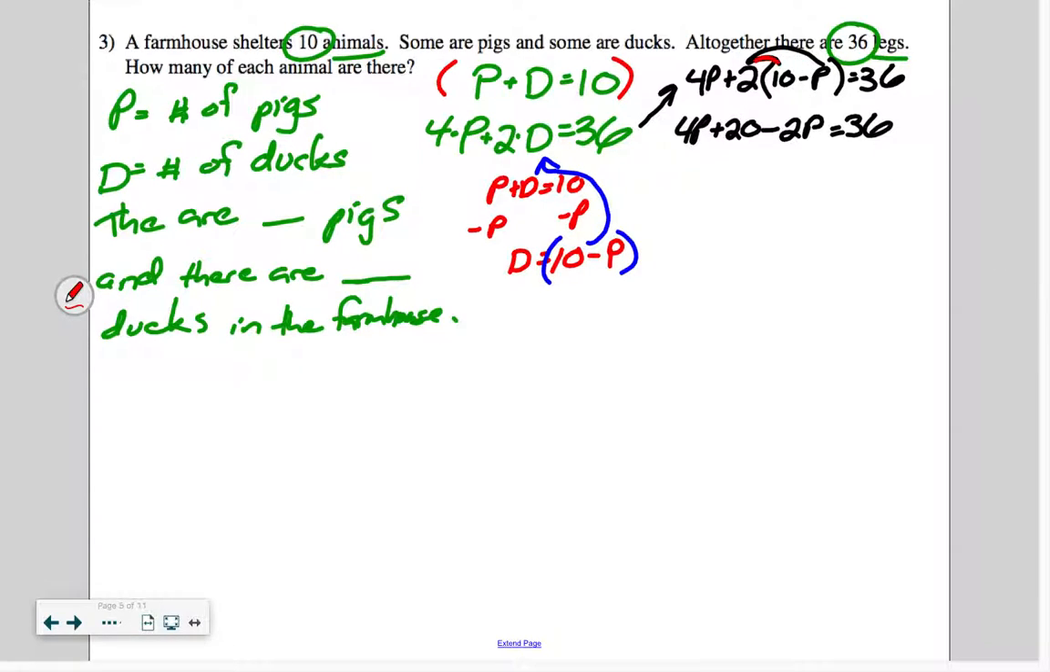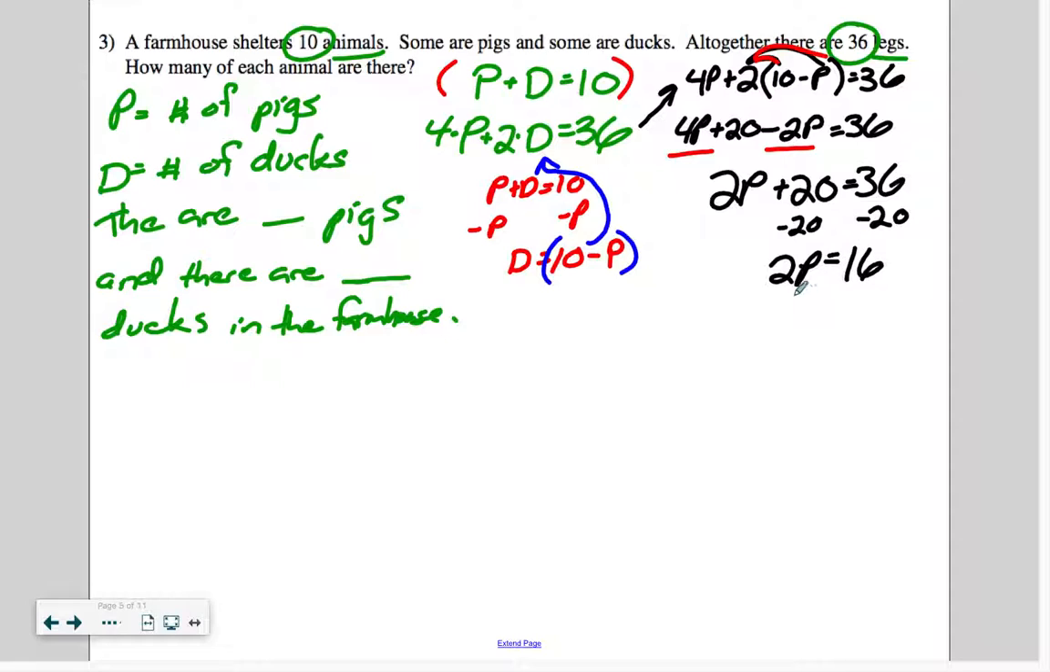Next we combine like terms. So I have 4p minus 2p. That equals 2p. And now we just undo what's being done to p. So we undo the adding first. So 2p equals 16. So if I double the number of pigs I actually have in the barn, I'd have 16 pigs. I want to undo doubling it. So I have 8 pigs in the barn.